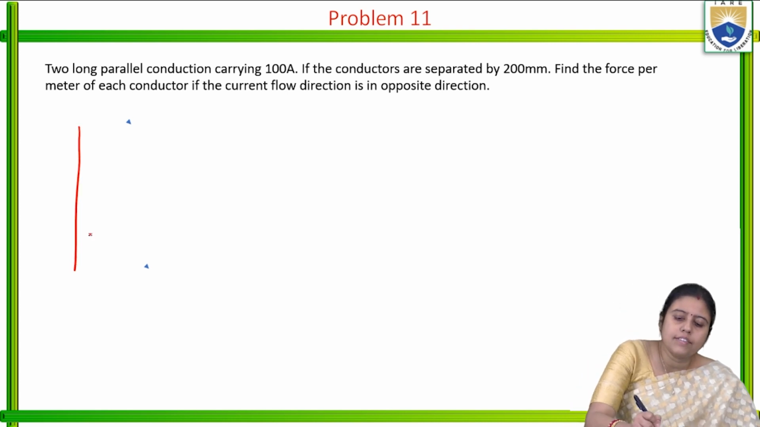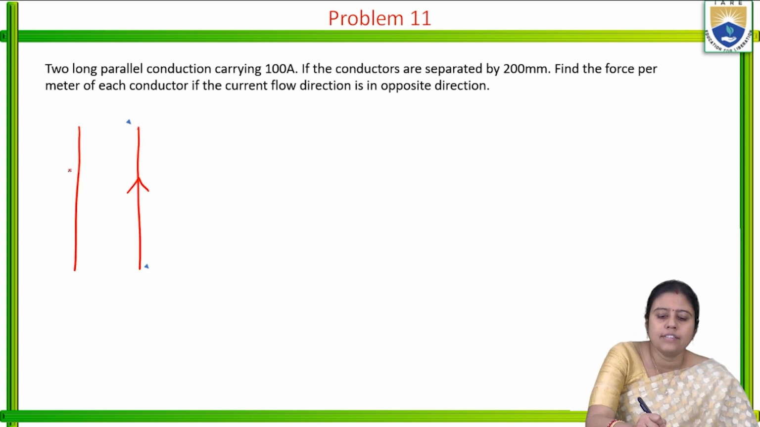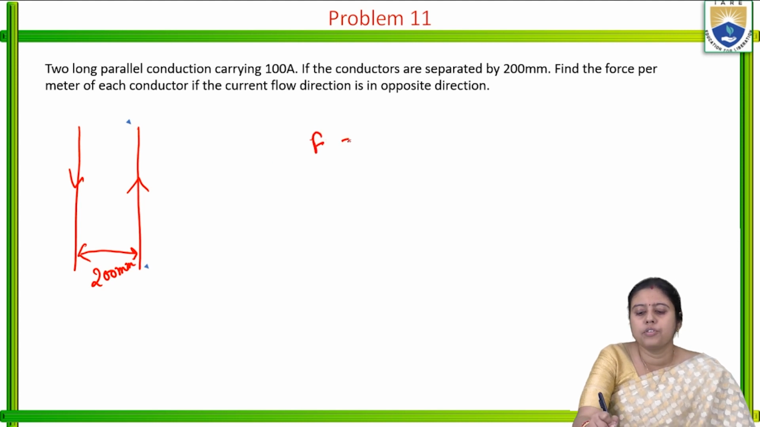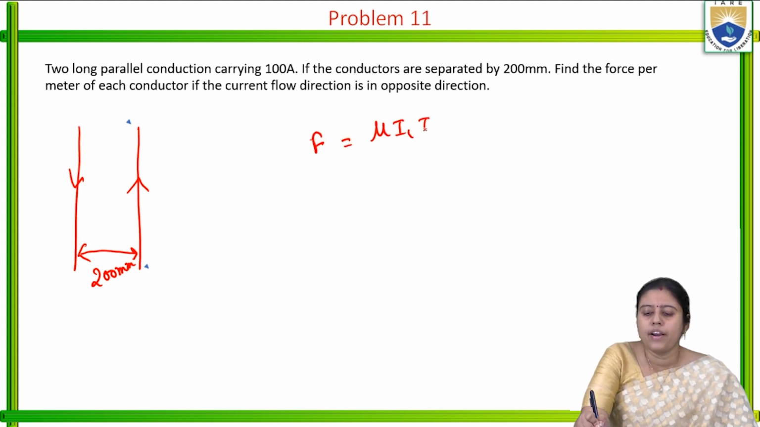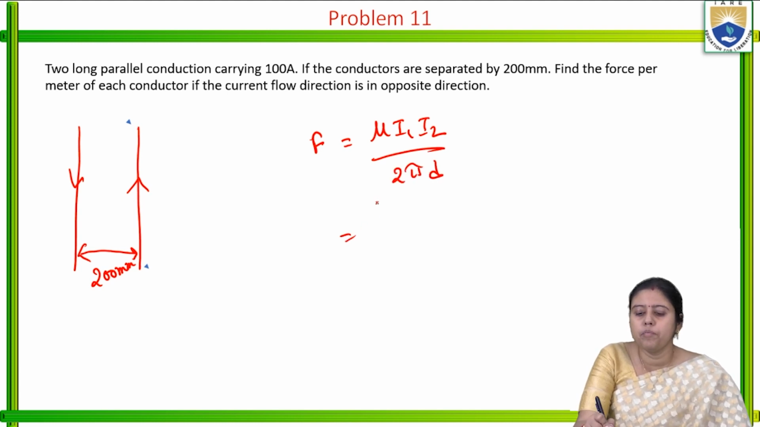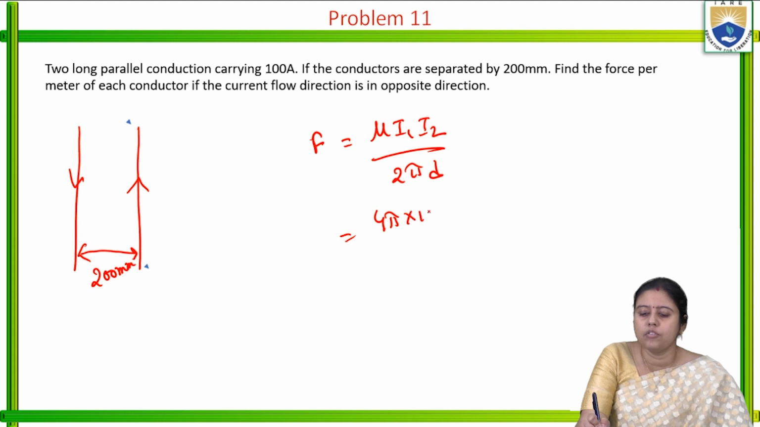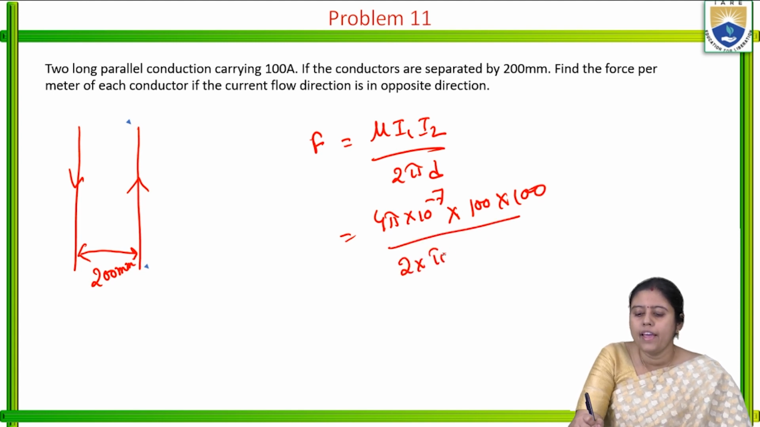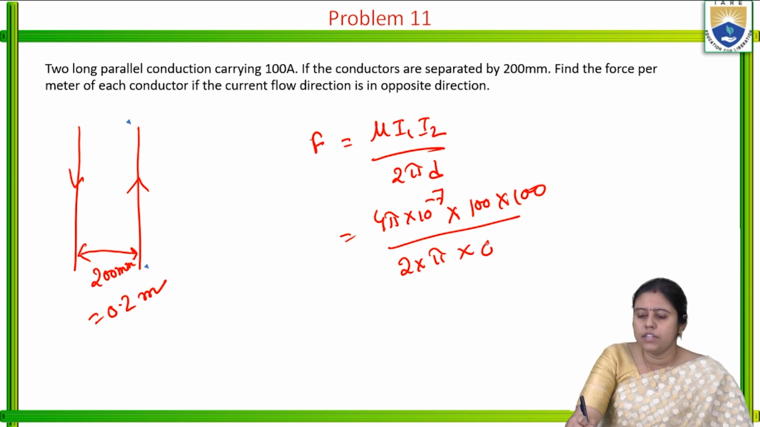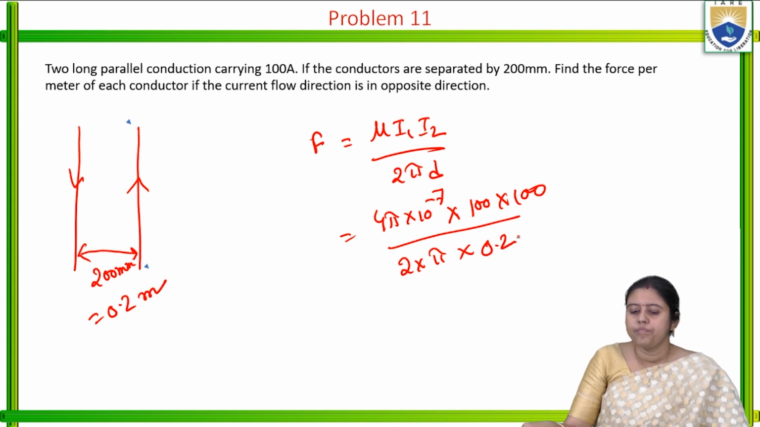So already one same type of problem we have discussed, and only the values are different. This is a question from the last year. So what is the force? Force is equal to mu I1 I2 by 2 pi d. What is mu? Mu is 4 pi into 10 to the power minus 7. I1 I2 both are 100, by 2 pi into d, where d is 200 millimeter, meaning 0.2 meter.